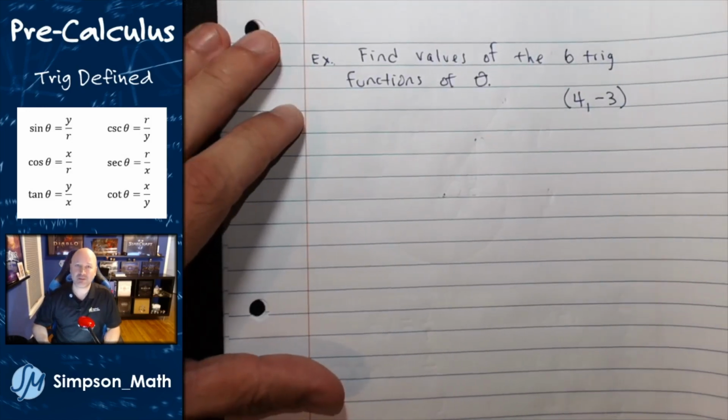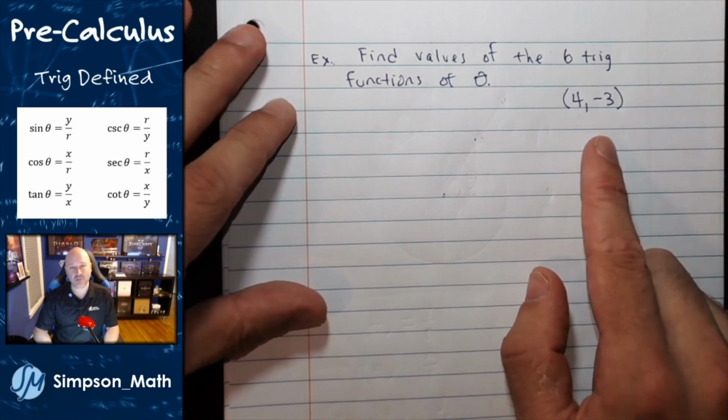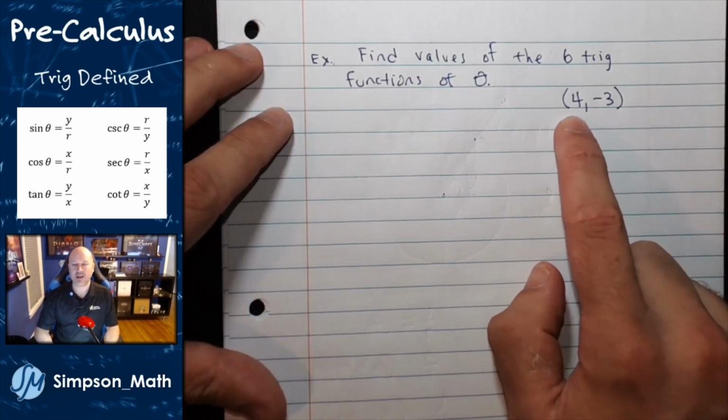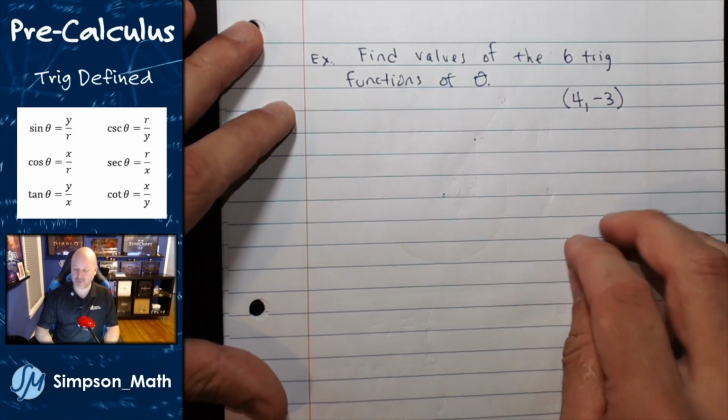Well, I think a picture is going to help. So I'm going to draw a Cartesian plane, and I'm going to draw the point 4, -3. Now that goes in a positive x direction and then a negative y, so it should be in quadrant 4.